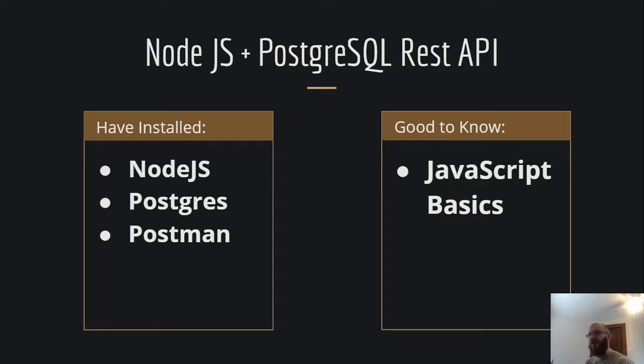And Postman, that's what we're going to use to make our CRUD operation requests, get, put, post, delete, from the API that we're writing. So make sure you have those installed. They're different for every operating system for the most part, so I'm not going to go through the installation. Good to know JavaScript basics, right? You want to have a foundation in writing some JavaScript code before you take this tutorial.